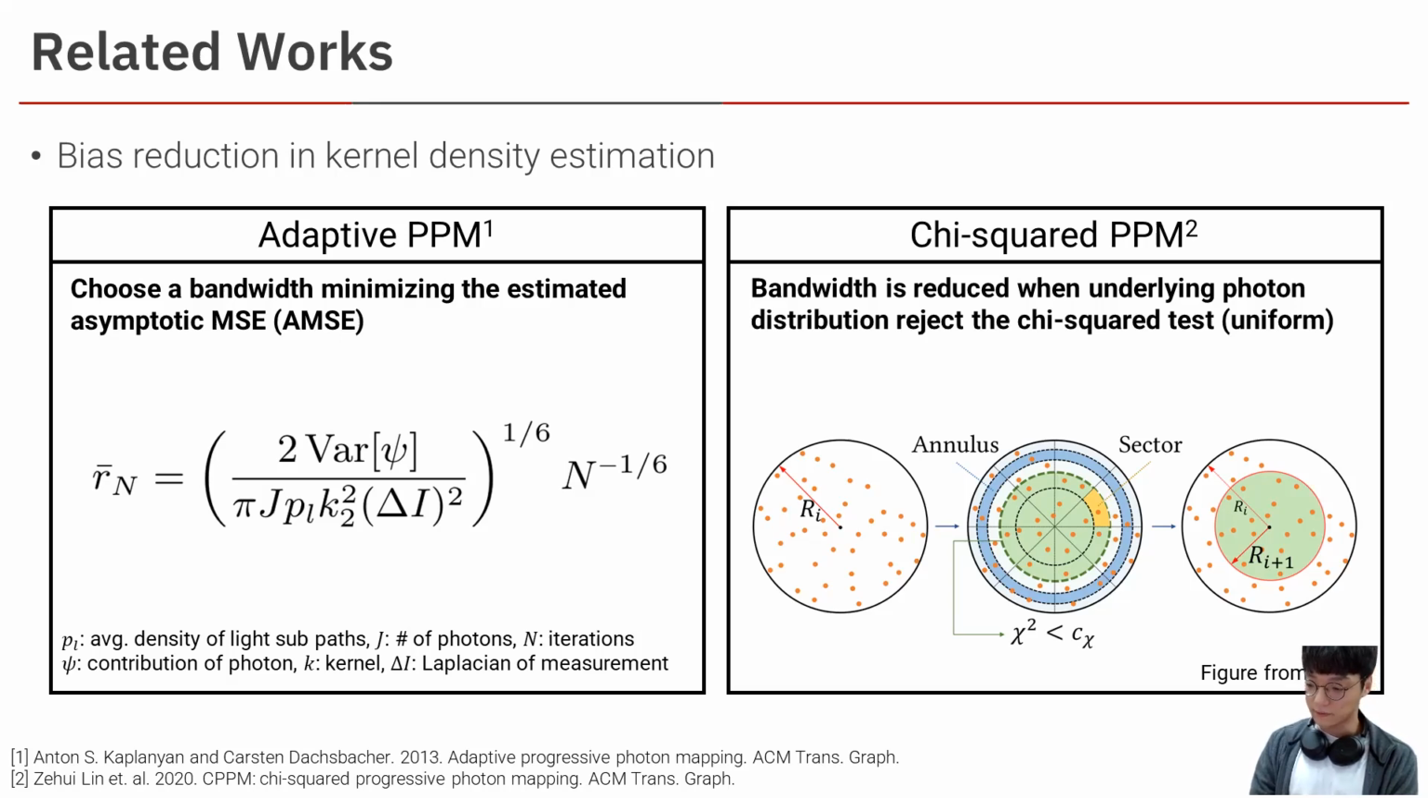Both methods successfully reduce the bias by their statistical model, but they cannot remove the ray tracing noise on non-diffuse material because the density estimation does not happen there. Our method can be used with these methods because we consider them as input of our method.